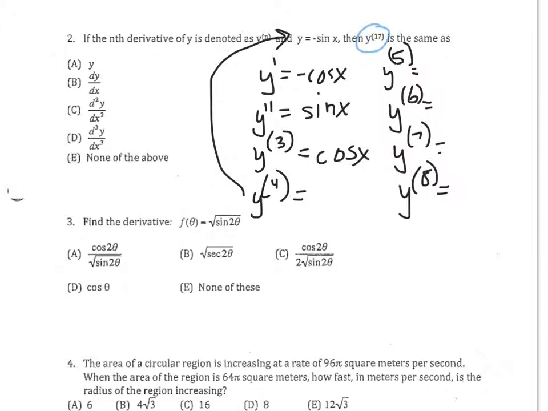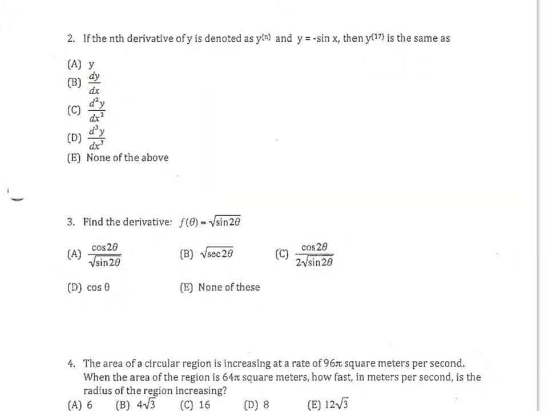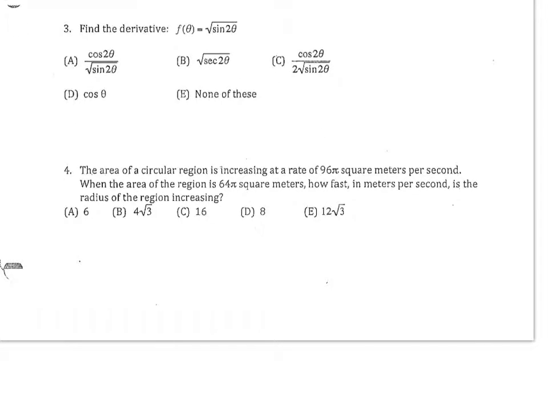Where is the 17th derivative going to fit on that scale, on that system there? So 4, 8, 12, 16 is going to be down here at the bottom. So that's 12, that's 16. So 17 is going to be back up here at the top, which is equivalent to the first derivative. So that's B is the way I would end up doing that problem. Number 3, I've got that as an answer of A. And number 4, I've got that as an answer of 6.